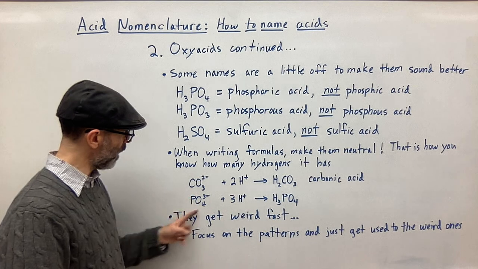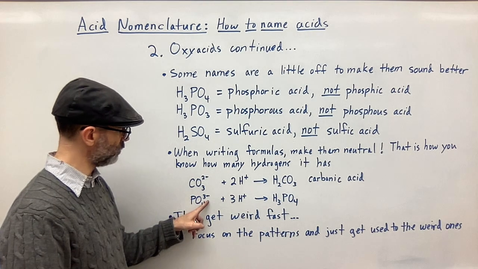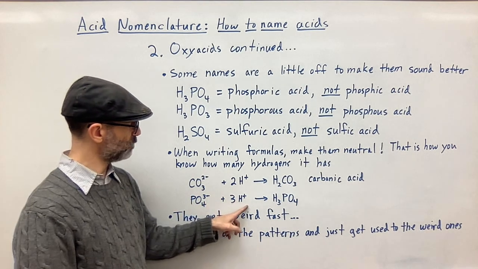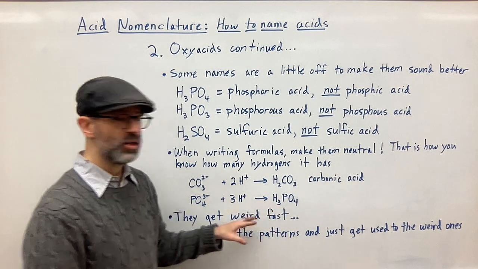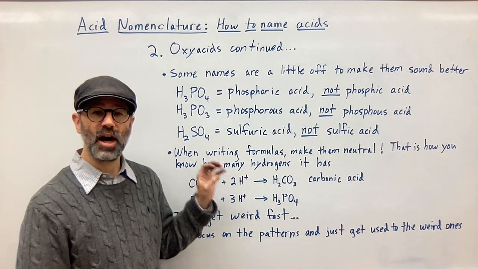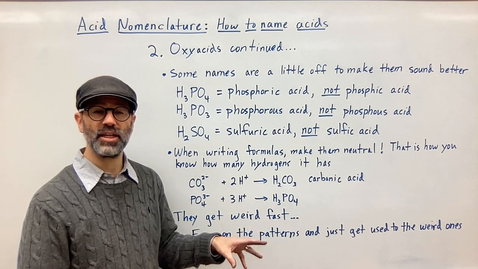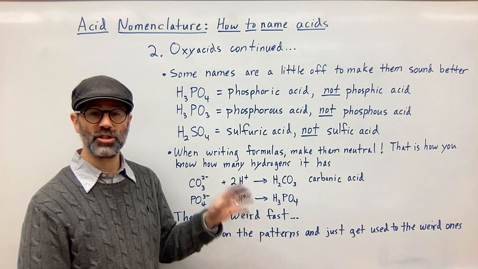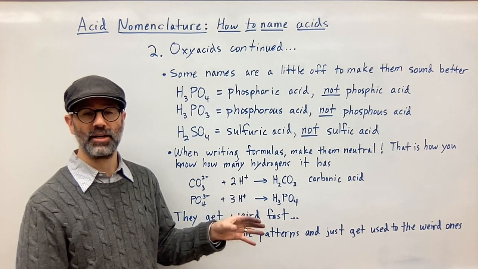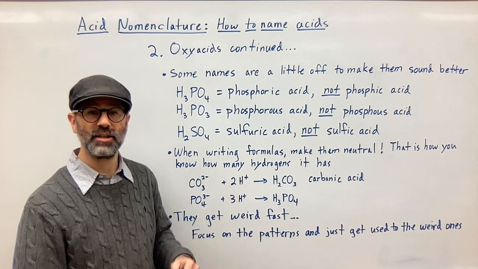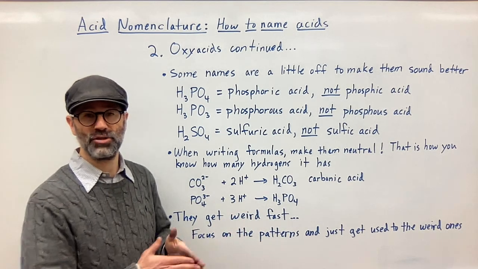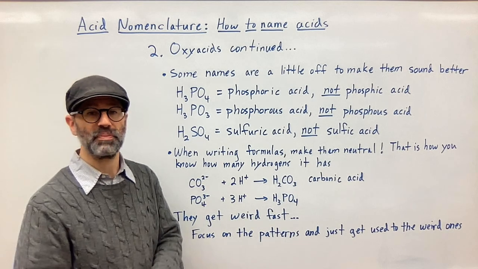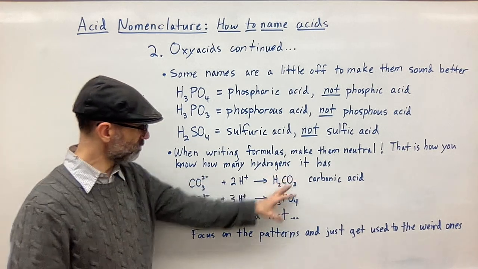For my phosphate ion, it has a 3 negative charge, so I'm going to need 3 H pluses to balance that, and so I have H3PO4. So the number of hydrogens you need is determined by the negative charge on your polyatomic ion. You need enough hydrogens to balance that charge. So that's how you know how many hydrogens you need in the formula. Okay, so keep track of that.